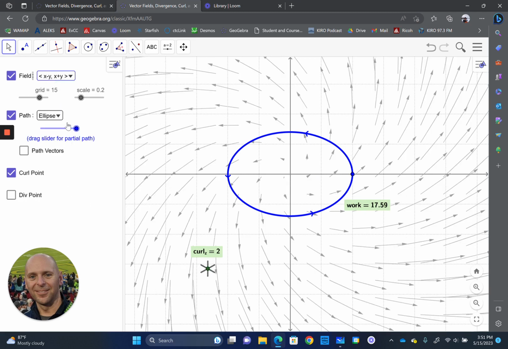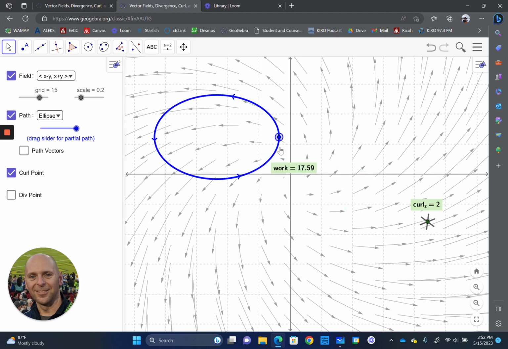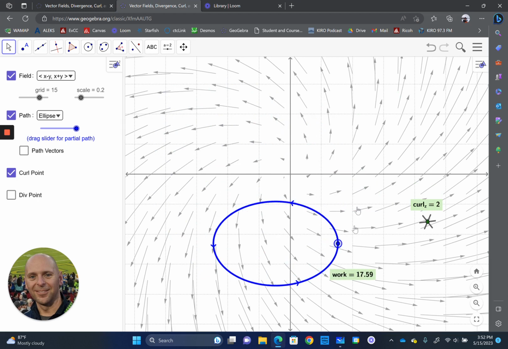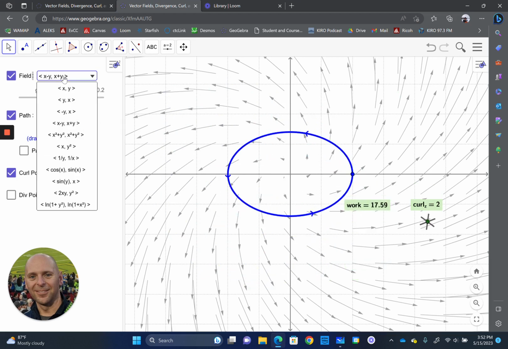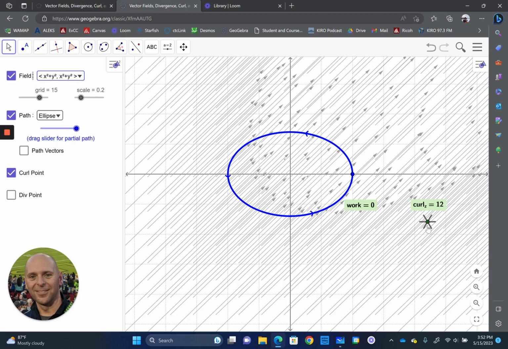Just taking a look at another field, here you can see again the curl is constant at 2 everywhere. In this case, the work done around that same ellipse by the field is the same everywhere as well. And then we can look at something like this as well.